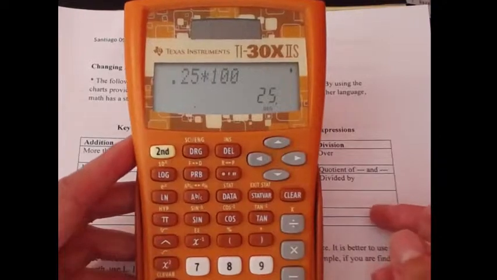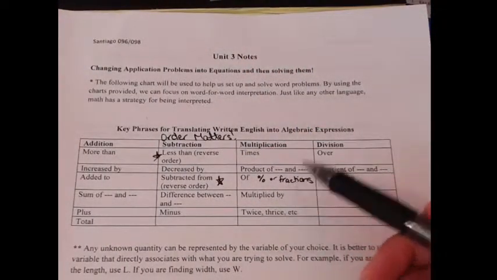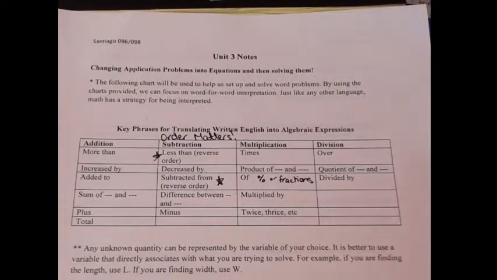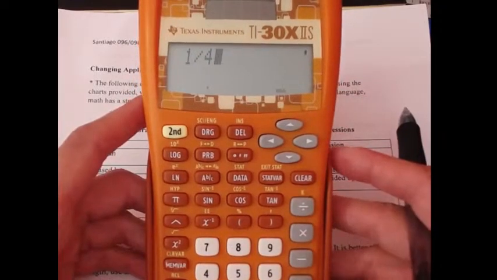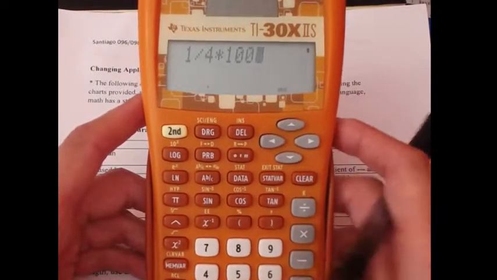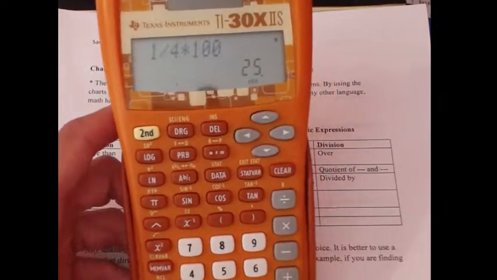I turned 25% into a decimal. Similarly, what if we had a fourth of 100 or 1/4 of 100? So we could think of it as 1/4, right? Our fraction 1/4. And then of 100, of implies multiplication, so we end up with the same expression. I wanted to show you that back and forth action there.